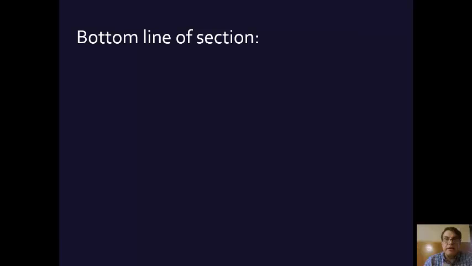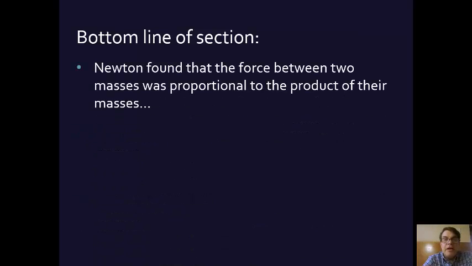Of course, Einstein in 1915 came up with some crazy stuff with gravitation, but that'll have to wait for another day. The bottom line is that Isaac Newton in the 1600s found that the force between any two masses, doesn't matter what two masses, was proportional to the product of their masses. That is, m1 times m2. As m1 times m2 goes up, the force goes up. That's what we mean when we say proportional to.